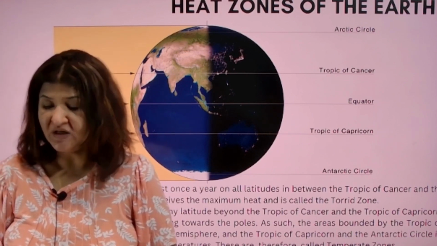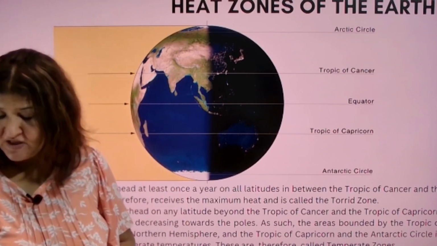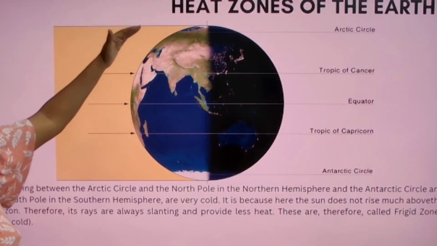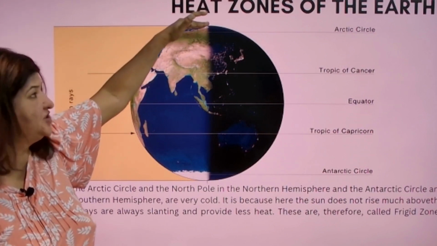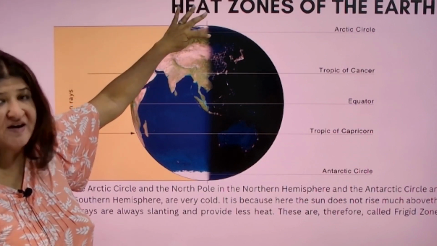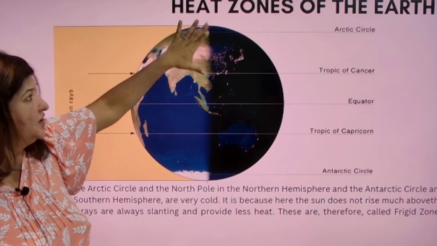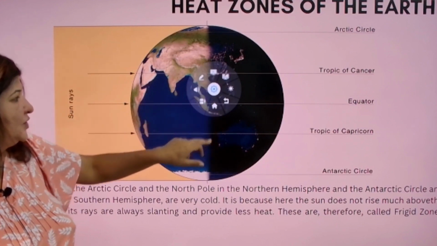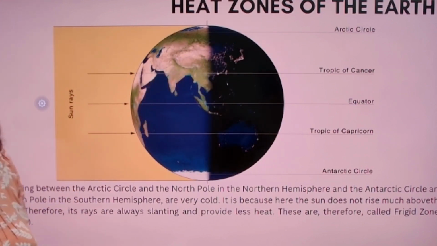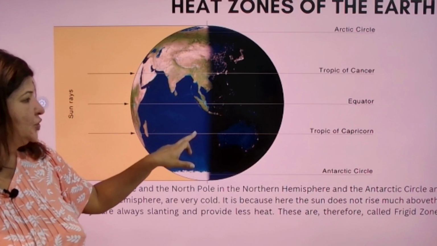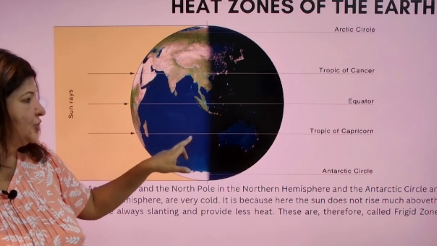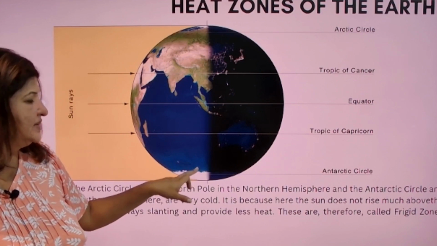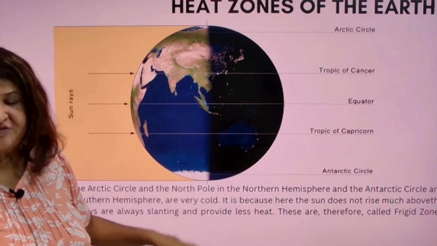So let's very quickly see which zone is known as what. Again I repeat, and please look over here. This will be termed as the frigid zone, 90 to 66.5 degree. From here to here, temperate zone. From here to the equator, it is torrid zone. Okay, so in the same way from the equator to the Tropic of Capricorn, it is torrid zone. From the Tropic of Capricorn to the Antarctic Circle, it is temperate zone, and then comes the frigid zone.